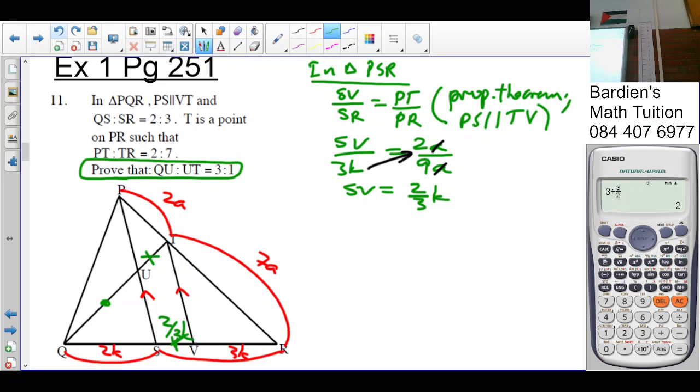Do I have enough information to calculate what they want us to calculate? Yes. So now it's a different triangle we're going to work in. So we say in triangle, and this is the triangle we're working with, there's your parallel lines. So it's going to be QU over UT, QS over SR.